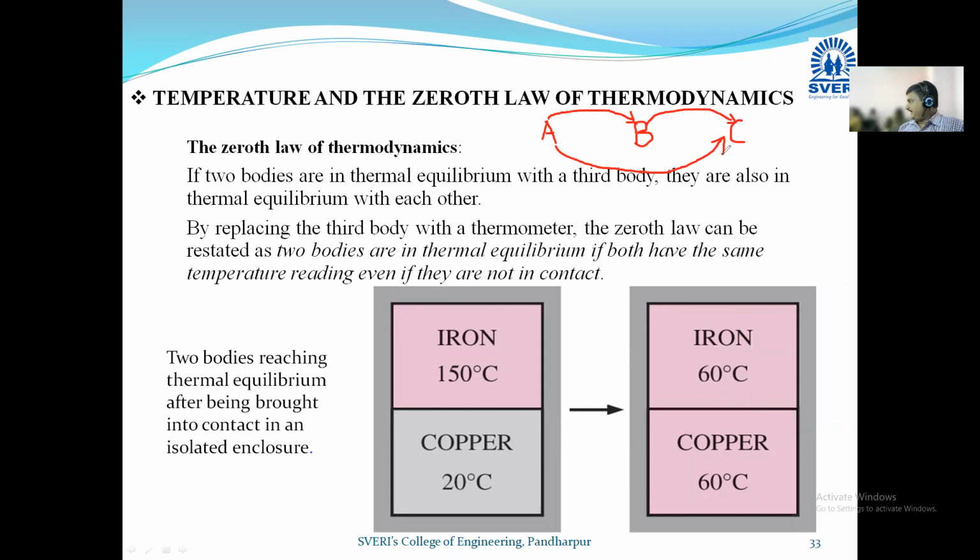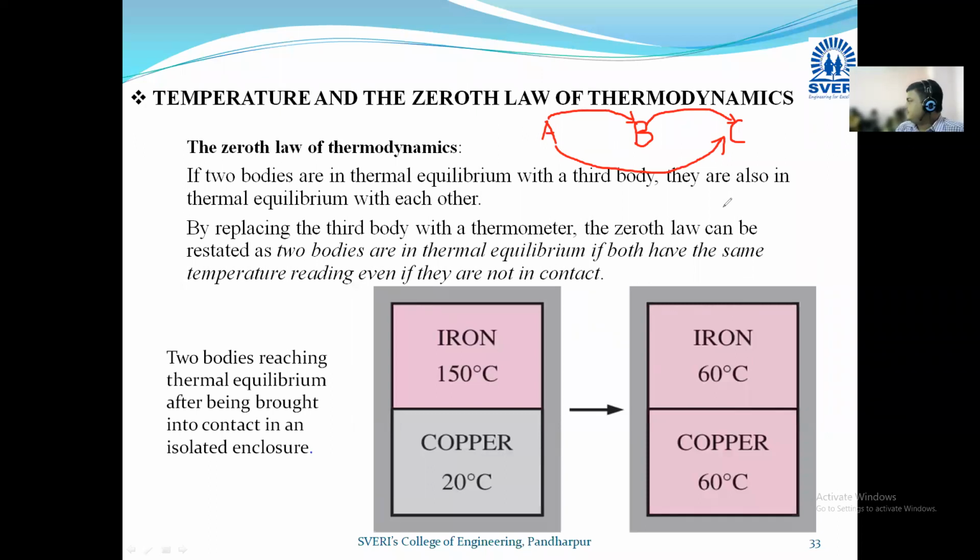दोन बॉडी आहेत ए आणि बी, ते दोन एकमेकांशी थर्मल इक्विलिब्रियम मध्ये आहेत, आणि त्याच्यापैकी एखादी बॉडी जर तिसऱ्याशी थर्मल इक्विलिब्रियम मध्ये असेल तर पहिली बॉडी सुद्धा ऑटोमॅटिकली तिसऱ्याशी इक्विलिब्रियम मध्ये असते. ओके, हॅव यू अंडरस्टूड इट? Yes, sir.